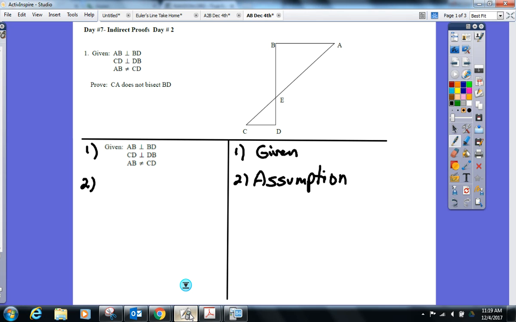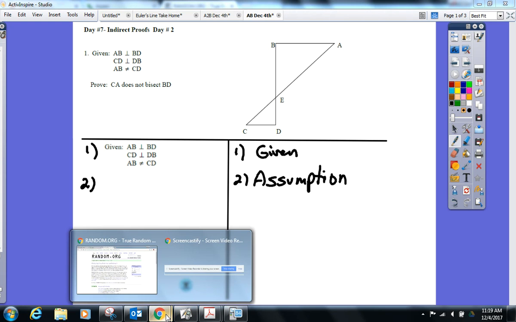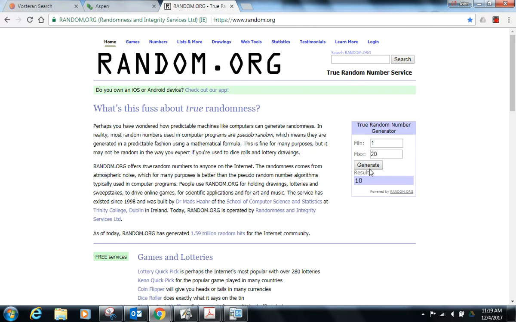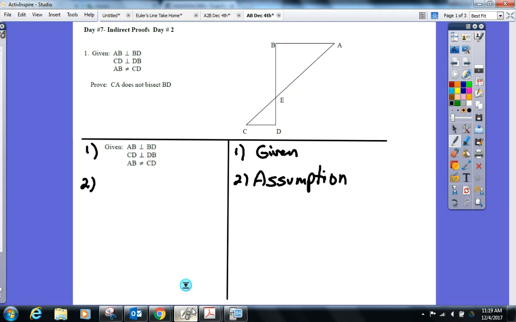Okay, first question. What's your assumption? What are you assuming is true? Who has 10? CA bisects. There we go. CA bisects BD. And again, I can't stress this enough. Use it. Use that assumption you're making now.